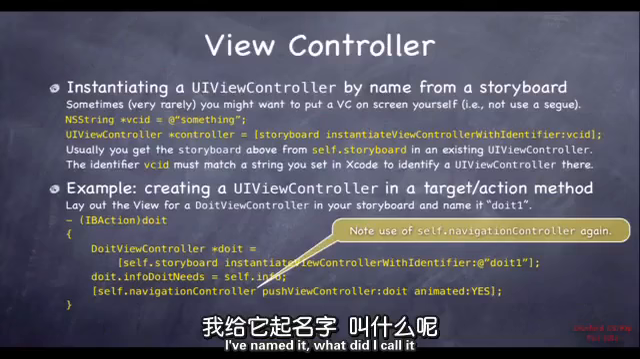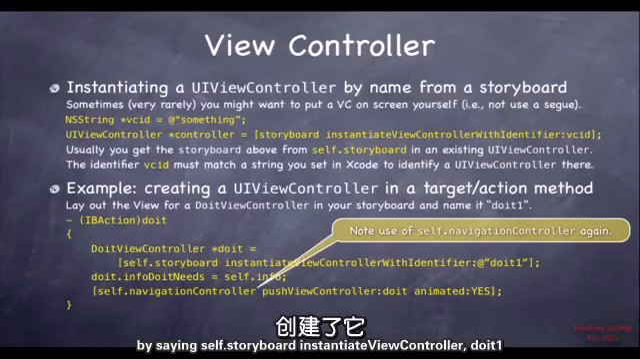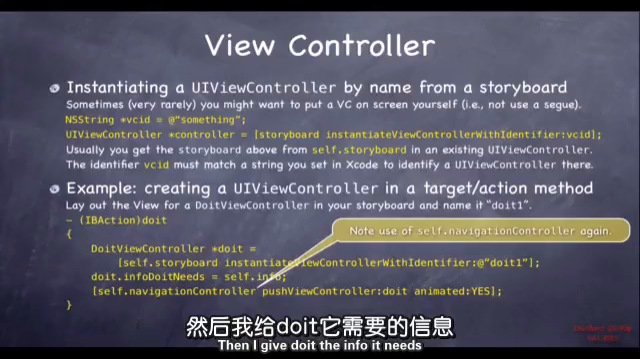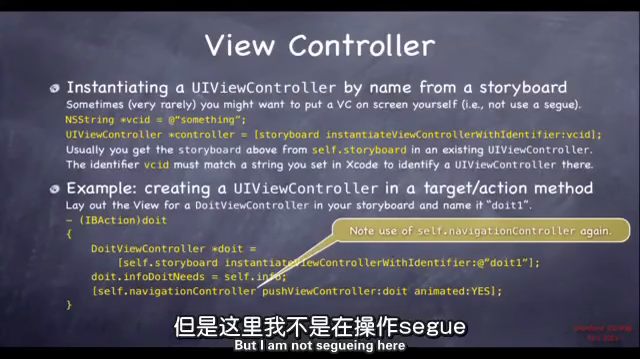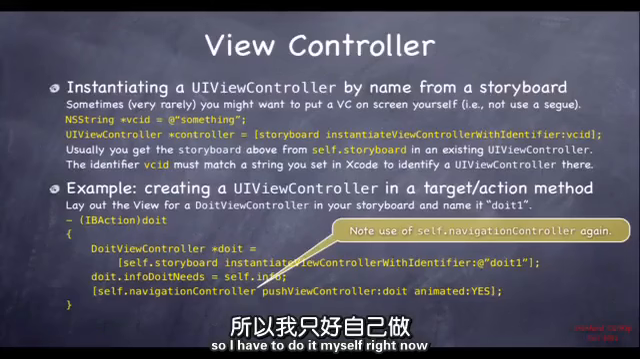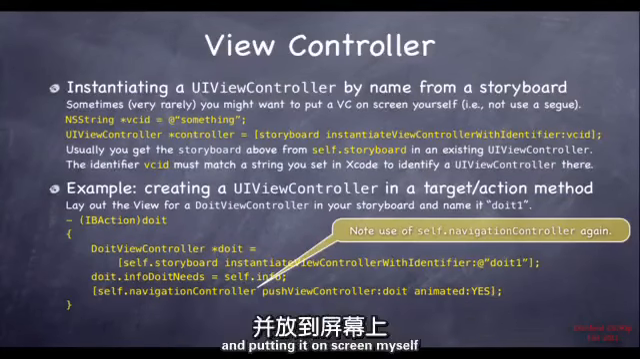I've named it, what did I call it? Do it 1 in the identifier. So I just create it by saying self.storyboard instantiate view controller, do it 1. Then I give do it the info it needs, just like I would in prepare for segue, but I'm not segueing here, so I have to do it myself right now. Okay? I'm not segueing, I'm instantiating the view controller and putting it on screen myself.